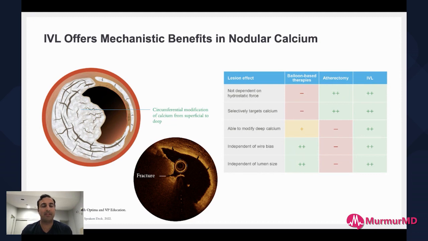It's actually able to modify deep calcium. Some of these vessels are tortuous, and you can sometimes have wire bias with rotational atherectomy, and you may not be able to ablate the areas where you want. And again, there are a lot of different sizes, where this is pretty much independent of luminal size. You can find an IVL balloon that will fit this vessel and treat.